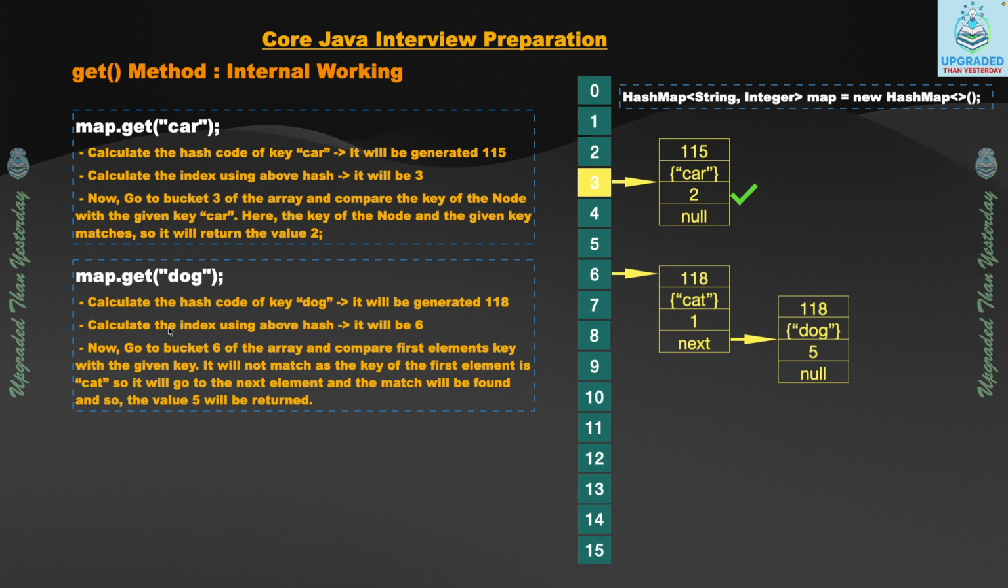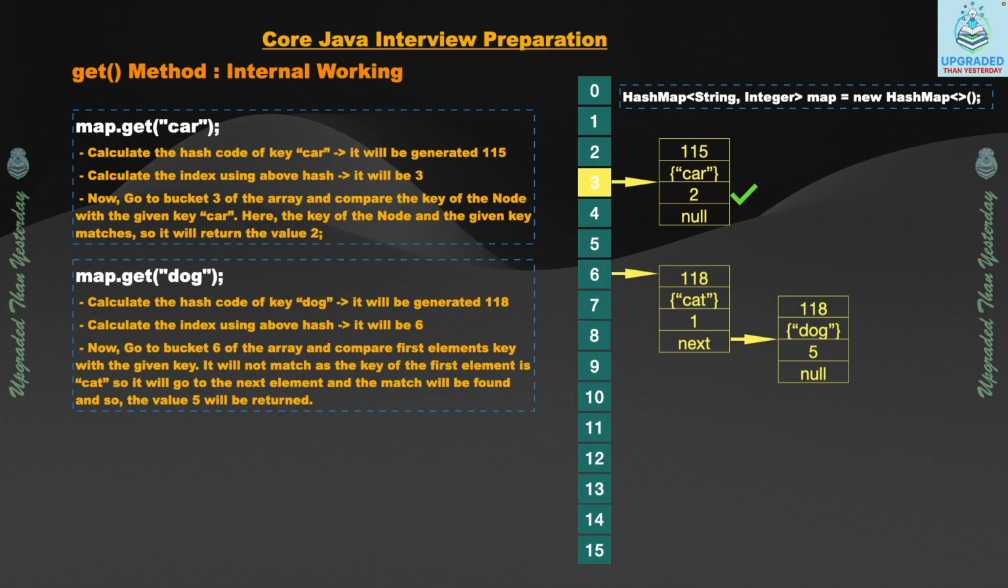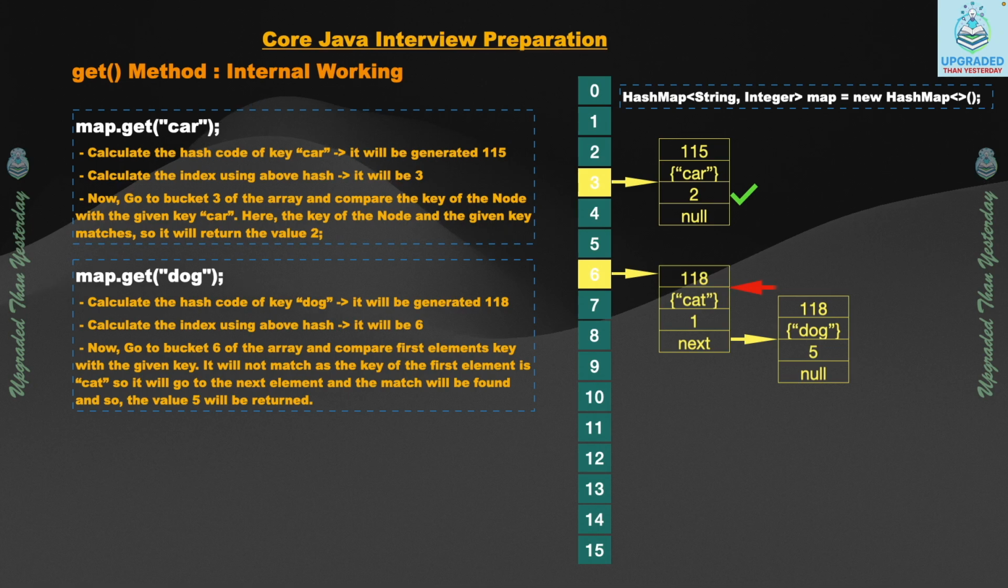Let's execute the get method for another key, that is dog. As discussed above, it will calculate the hash code first, and it will be 118 here, and the bucket position for this hash code will be 6. Now it will go to the bucket position 6 and get the node object. Look at the diagram. Here a list of node objects is present.